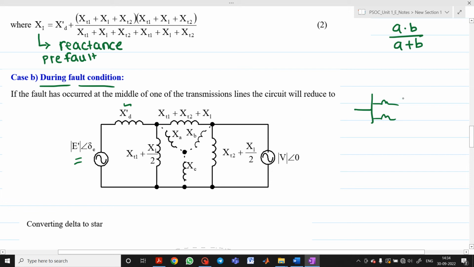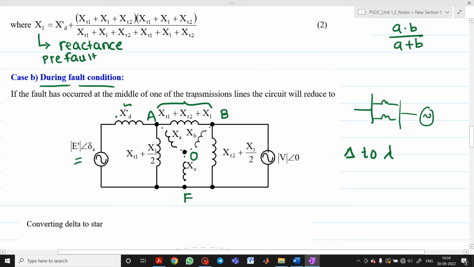Then here, after that, it is again connected to the infinite bus. So this is XD dash. This is nothing but the reactance of the first line, which is connected in series. Now what will we do? We will convert delta into star first. So let's say this is point A, this is B, and this is F. This is the point O.